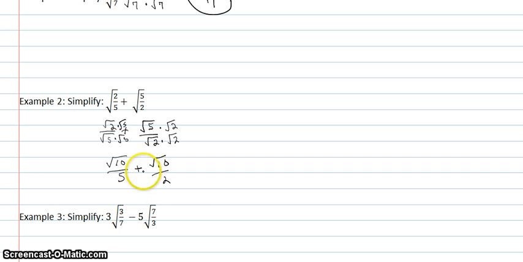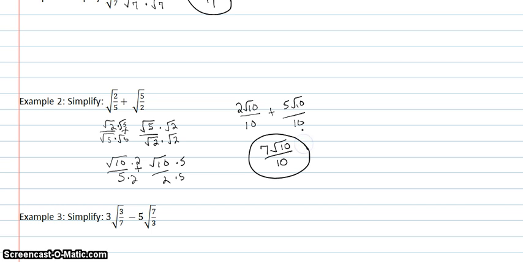And then to actually combine these and add them together, we need a common denominator, which would be 10. So I'll need to multiply top and bottom by 2 on the first one and by 5 in the second one. So I'll have 2 square roots of 10 over 10 plus 5 square roots of 10 over 10. Then I can add the 2 and 5 together, so that's 7 square roots of 10 over 10, and that would be my final answer.